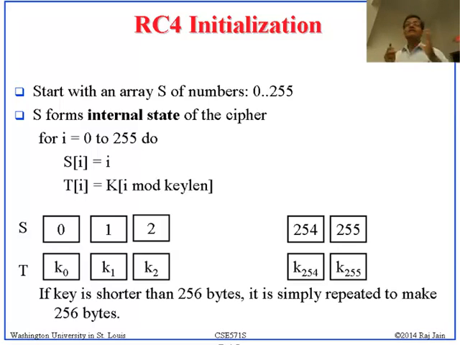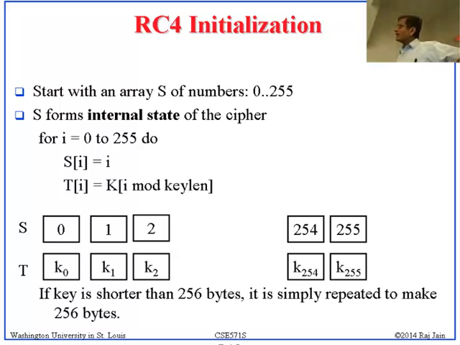RC4 is designed for software implementation, using byte-level manipulation, because they didn't want to work at bit level, and they didn't want very complex multiplications like the Galois field, 2 raised to n, that we saw. So this is very simple.